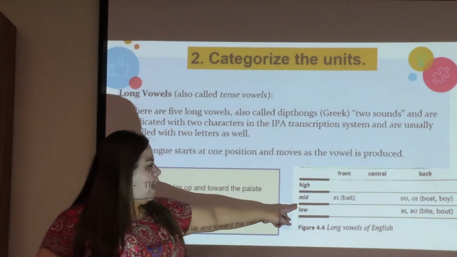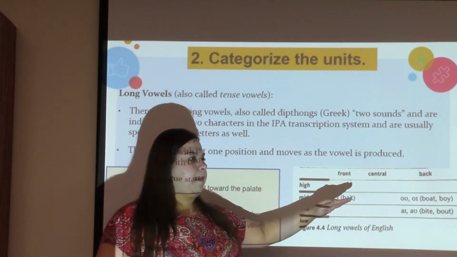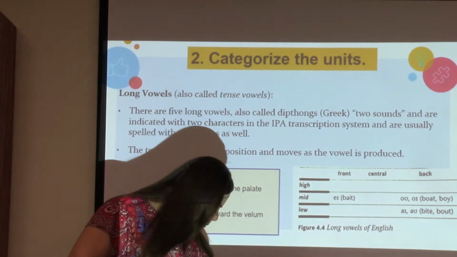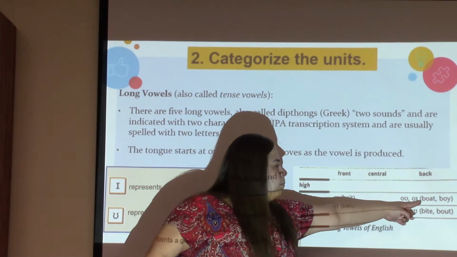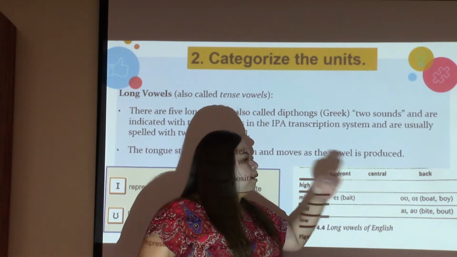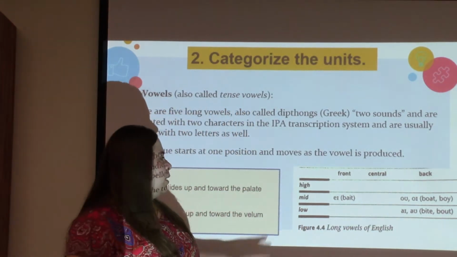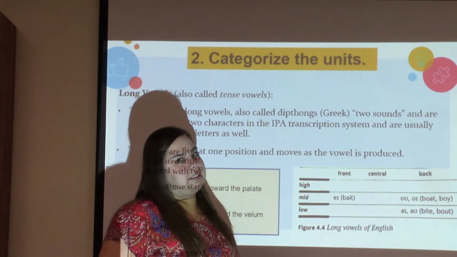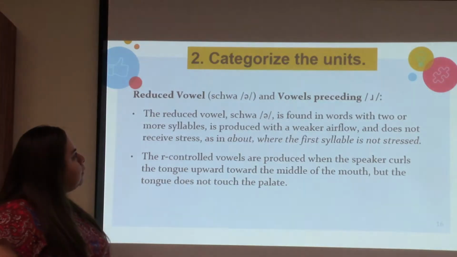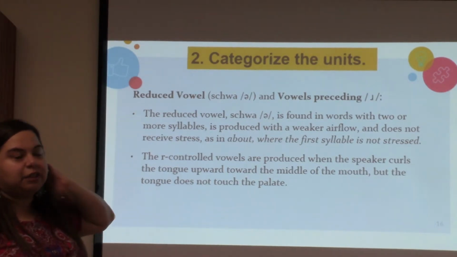So for example, we have bait. Bait starts mid and it glides up, bait. Or we have boat. It's going to start mid and come back, boat. Okay, so you kind of have to feel your tongue moving that way. Again, this would be your teeth, the roof of the mouth, and so on. Still on the second section, this is the one that takes the most.